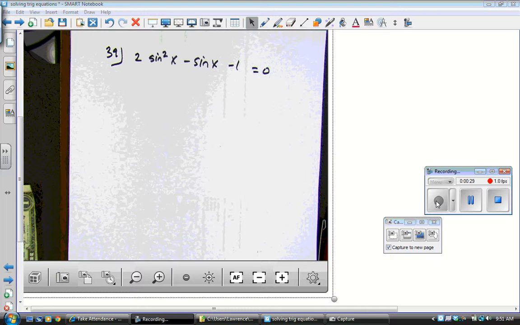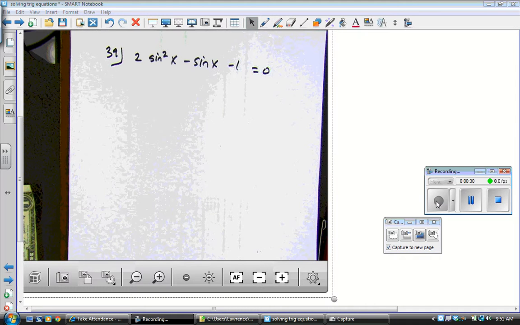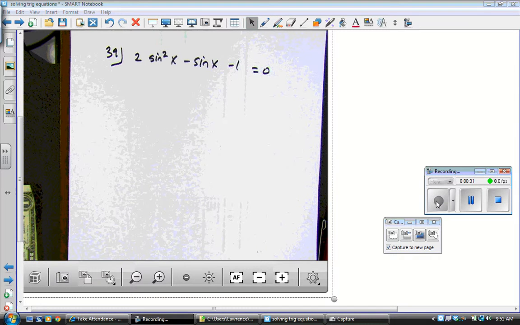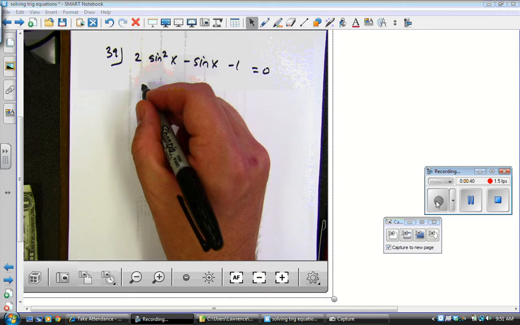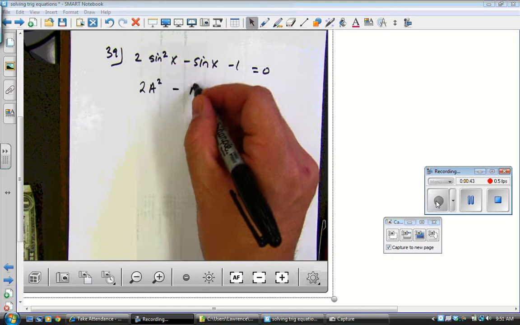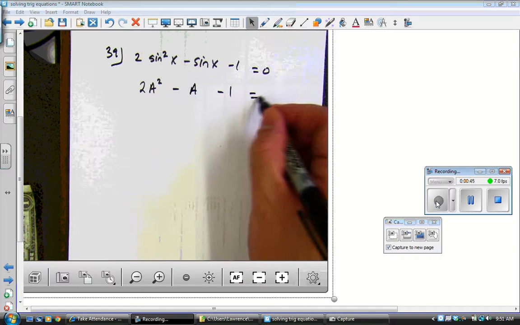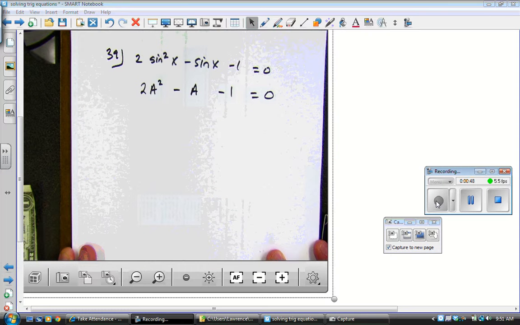So we're going to let a be equal to sine x. Are you okay if I don't write that out? That would just give me 2a squared minus a minus 1 equals 0. All right, so now let's factor. The 2 times 1 will give me 2. Factors of 2 that subtract to be 1 would be 2 and 1.